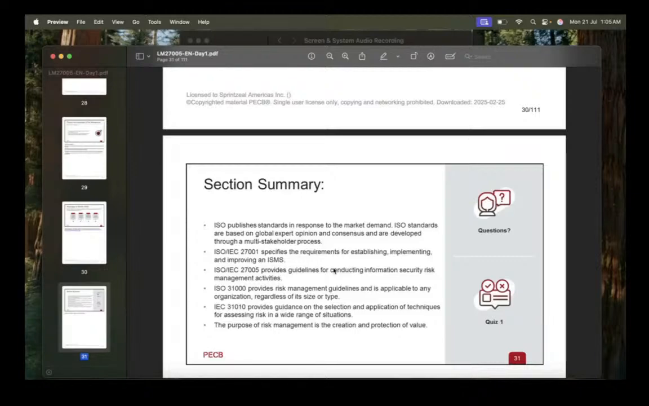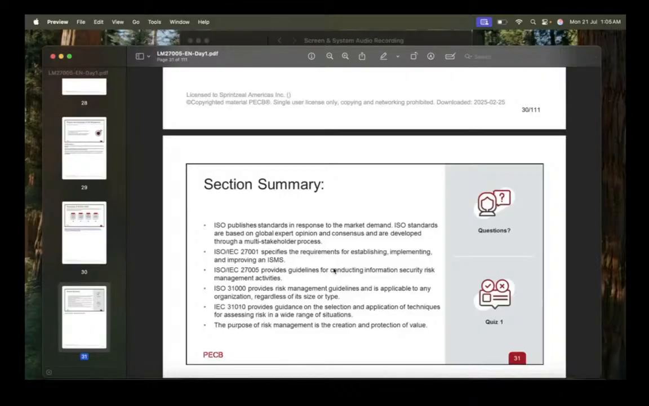Then we have discussed ISO 27001, which specifies the requirements for improving the ISMS. We have discussed 27005, which provides guidelines for conducting information security risk management, which is our focus basically. Then we have discussed ISO 31000, which provides risk management guidelines and is applicable to any organization, regardless of size or type.